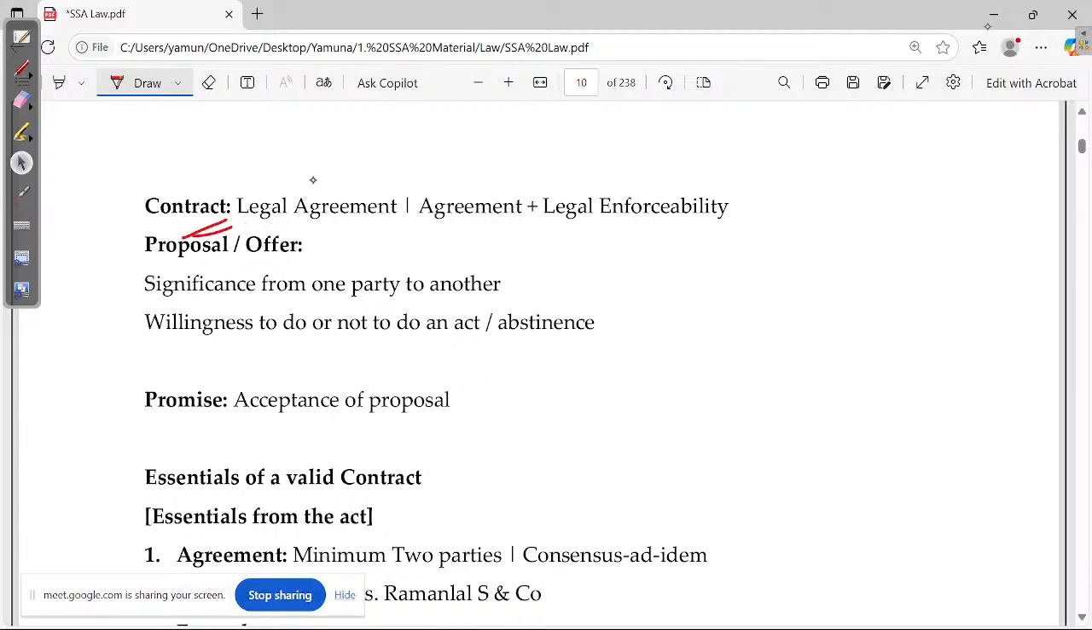So contract is nothing but a legal agreement. What do you mean by legal agreement? Agreement plus enforceability will be the legal enforceability. When we started with offer, there is another word equivalently we can call it, proposal also. It's happening between two parties. So there is some movement happening from one party to another, to do or not to do also. To do an act or not to do an act.